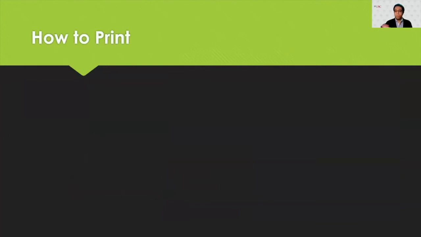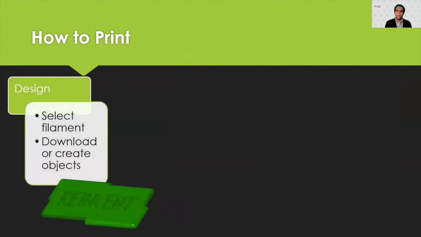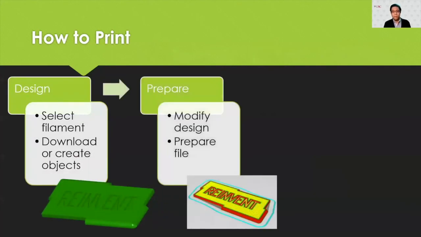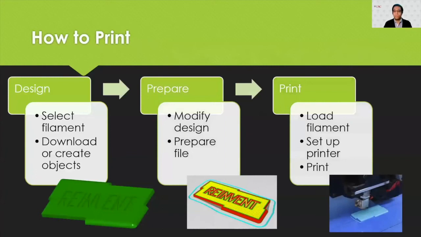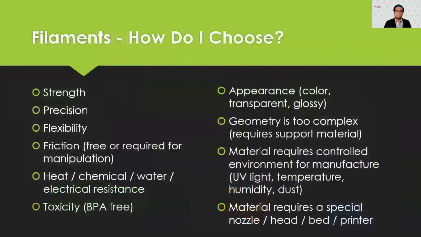Now, the moment we've been waiting for, how to print. First, we need to have something to print and choose the material that we will use. Then we prepare our files to print. And finally, we configure the printer and start the print. So, step number 1, filaments.